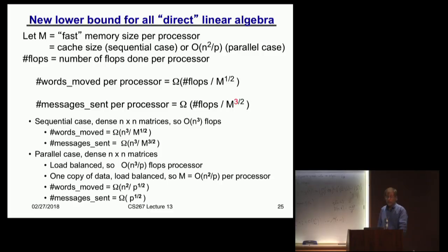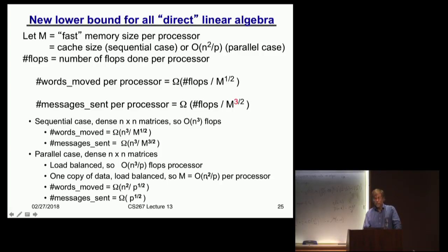Okay, so let me just plug in what this all means for dense linear algebra in the parallel case. It's load balanced, so the number of flops is going to be n cubed divided by p. That's what's going in the numerator. The denominator is going to be the size of the local memory in each processor. And the simplest case that we'll start with is that we're going to use as little memory as possible, and everybody gets one piece of the data. So all of it is load balanced.